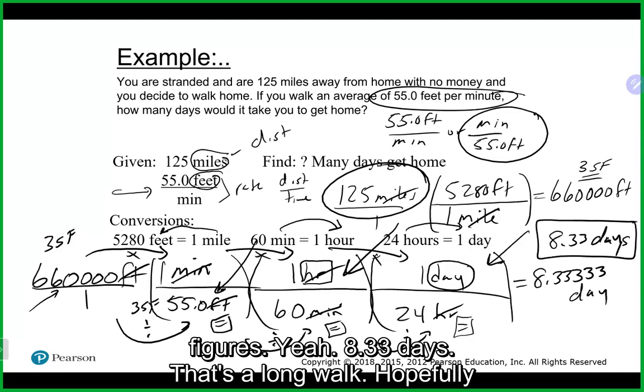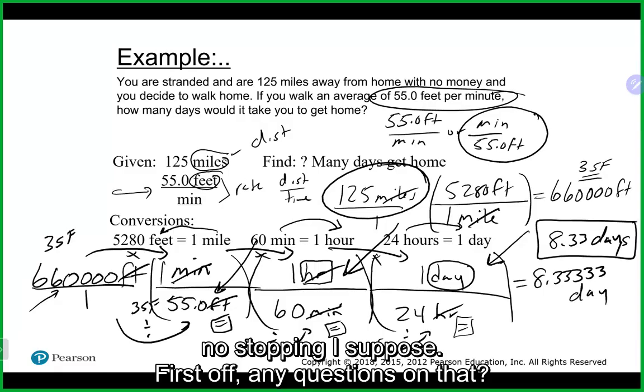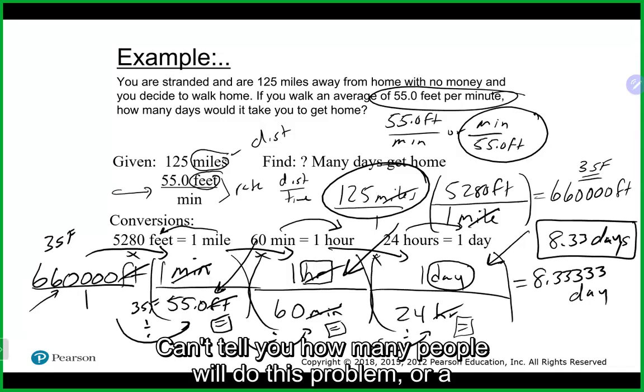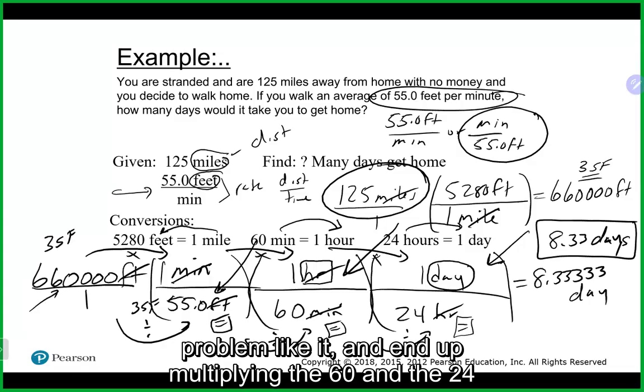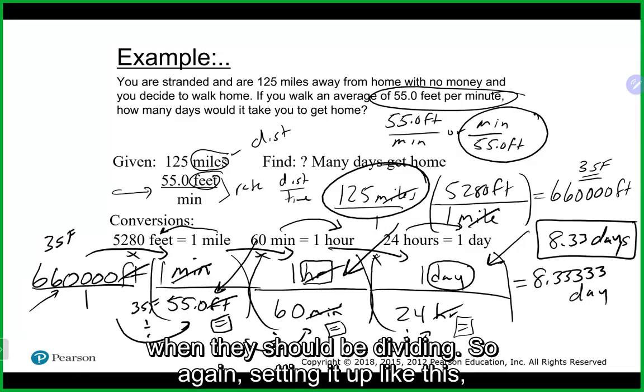And 8.33 days. That's a long walk. Hopefully, no stopping, I suppose. First off, any questions on that? Can't tell you how many people will do this problem or a problem like it and end up multiplying the 60 and the 24 when they should be dividing.